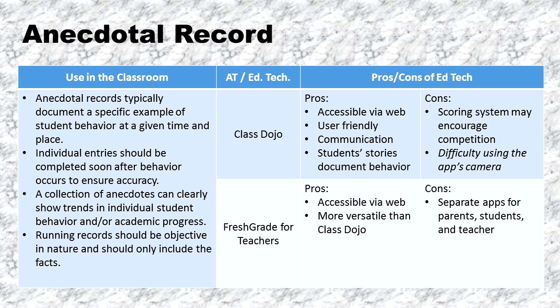Anecdotal records contain objective documentation of students' behavior at a given time and place. It helps if these are completed soon after the behavior occurs to ensure accuracy. ClassDojo is accessible via the web or smartphone app and is very user-friendly. It is easy to communicate between parents, students, and teachers using ClassDojo, and student stories document their behavior over a period of time. On the other hand, ClassDojo's scoring system may encourage negative competition, and I experienced some difficulty using the app's camera.